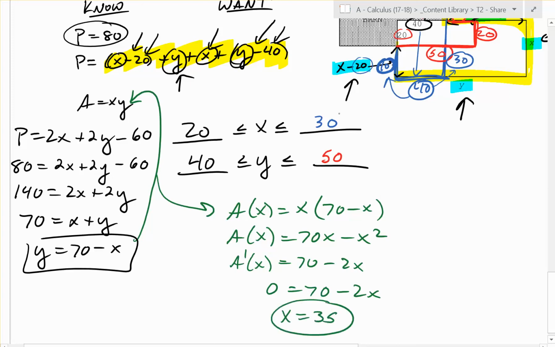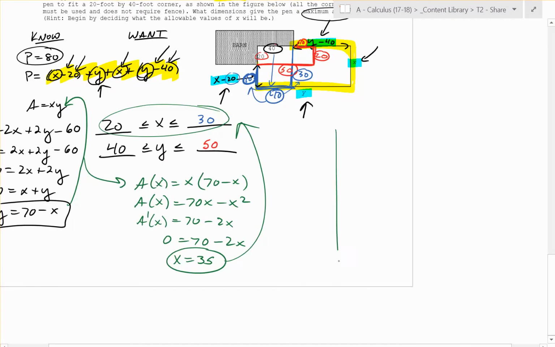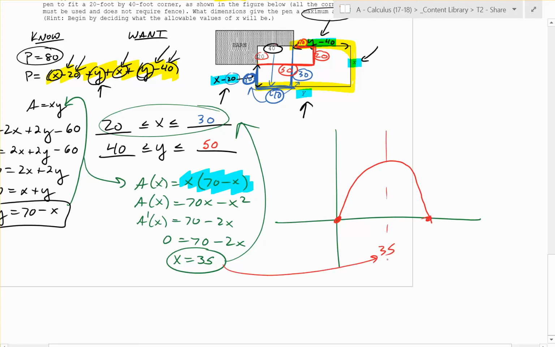But what we notice is that it's not in the domain. So let's take a look at our domain again, or let's look at the area function like we did in the last one. And we're going to look at this nice factored one. It crosses at both 0 and 70. And it goes up and then it goes down. And where does the max occur? Well, 35. We can do a sign diagram to show that.